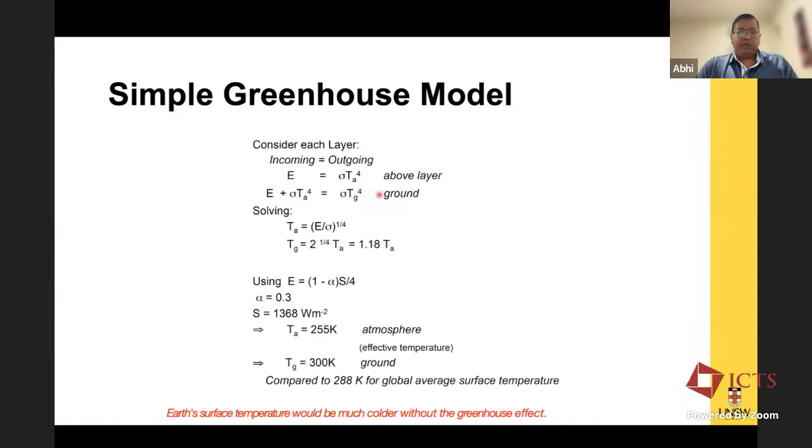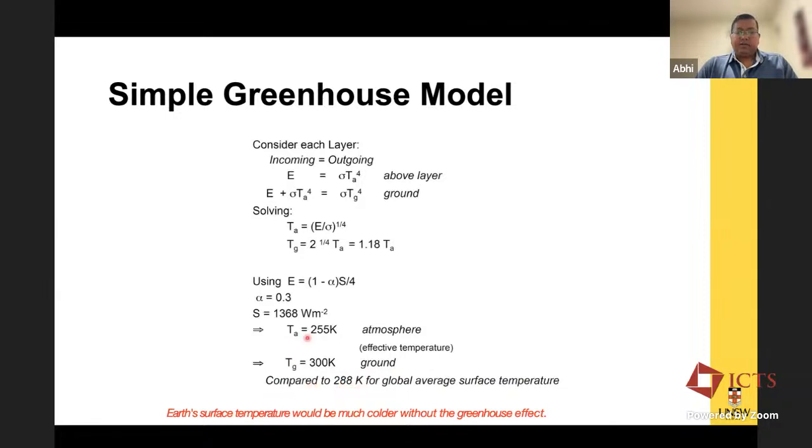So now we have two equations. If we have two equations, we can solve them together to get the temperature at the ground, which should be equal to 1.18 times the temperature of the atmosphere. We can plug in the numbers again, with E calculated before as 1 minus alpha into the solar constant divided by 4. Using the albedo as 0.3, we can get the effective temperature of the atmosphere as 255 Kelvin, and the ground temperature is 300 Kelvin. And this is a bit closer because the global average surface temperature sits at around 288 Kelvin.